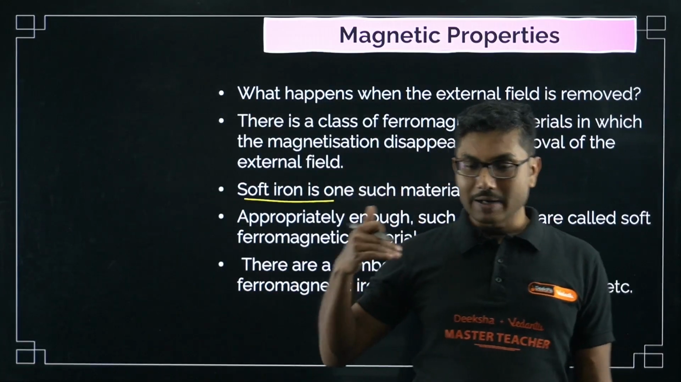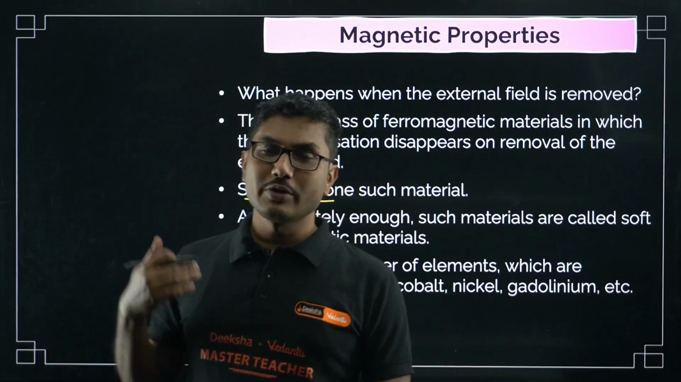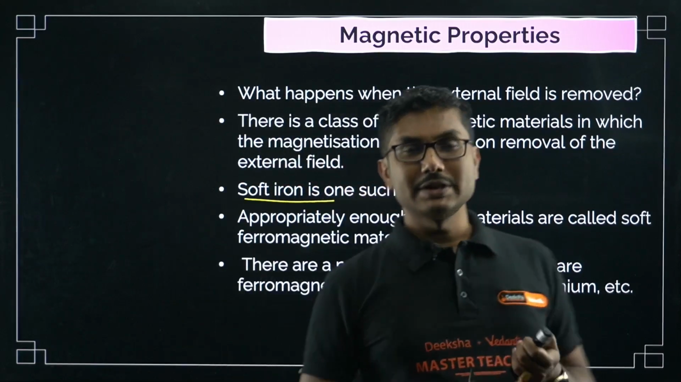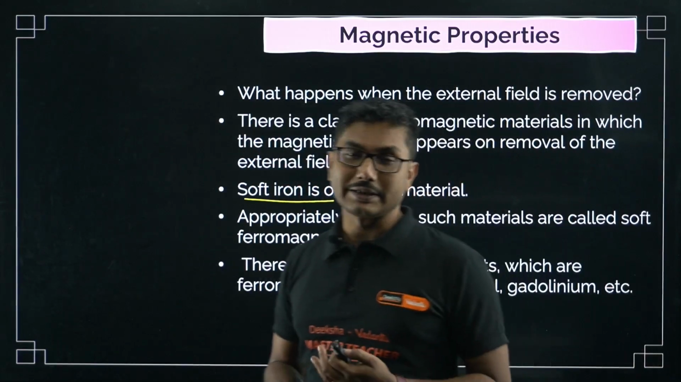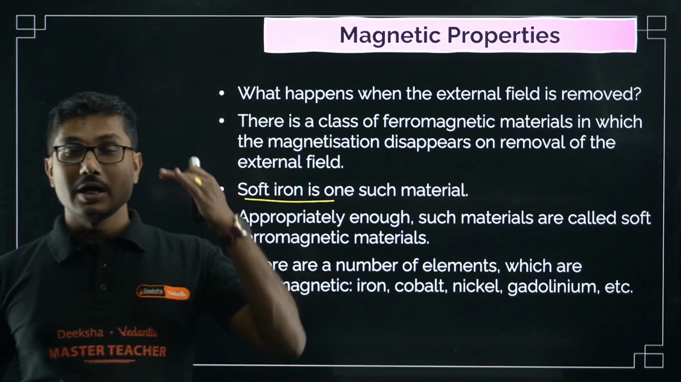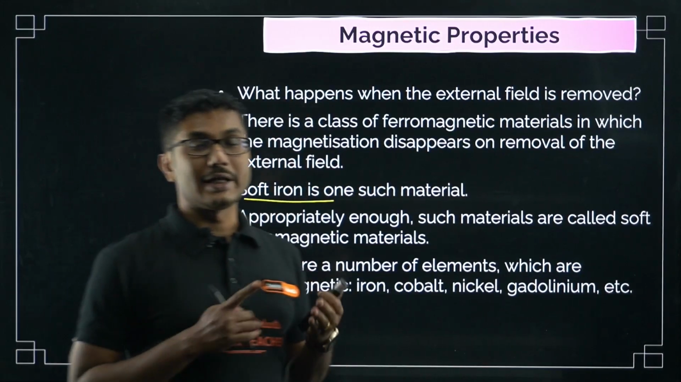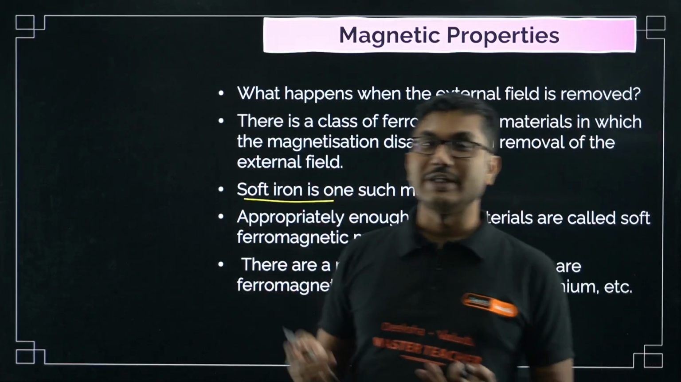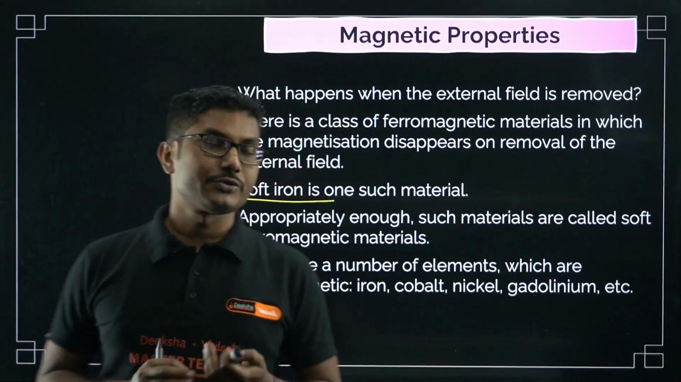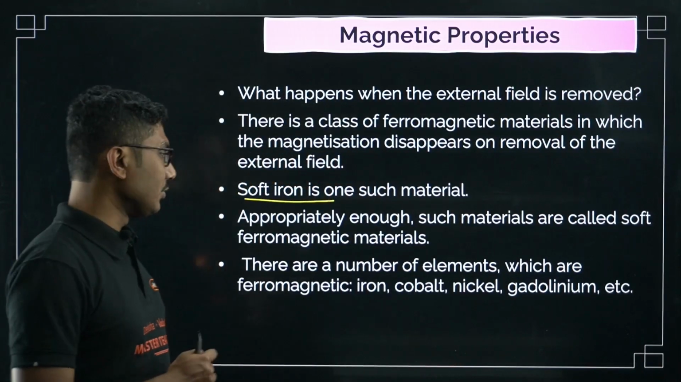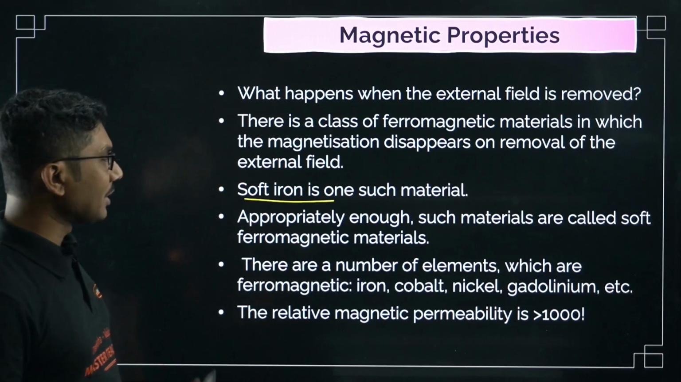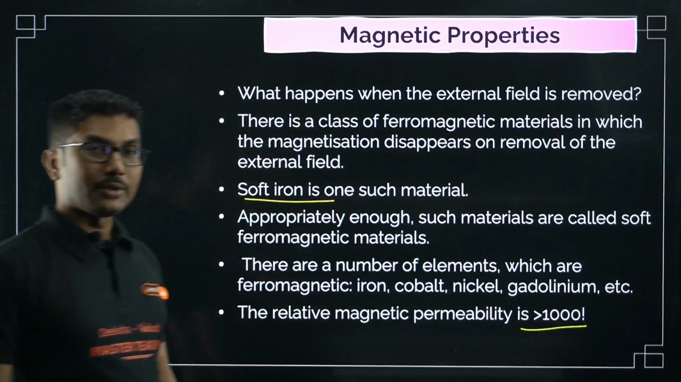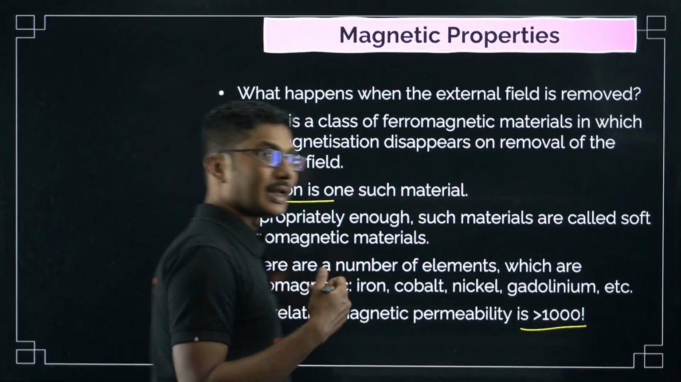For example, hard ferromagnetic materials are used in permanent things, for example permanent magnets and magnetic compass needles, whereas soft ferromagnets are used in transformer cores. They are used in solenoid cores to make electromagnets. So in electromagnets and transformer cores, soft ferromagnetic materials are used. The relative magnetic permeability is more than 1000. So relative permeability is more than 1000 for a ferromagnetic material.